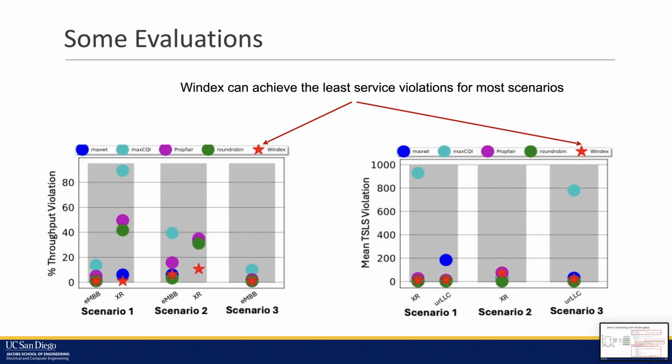And these are some evaluations. Obviously with Windex we are able to achieve the least violations for all the service classes, both in terms of throughput and latency.